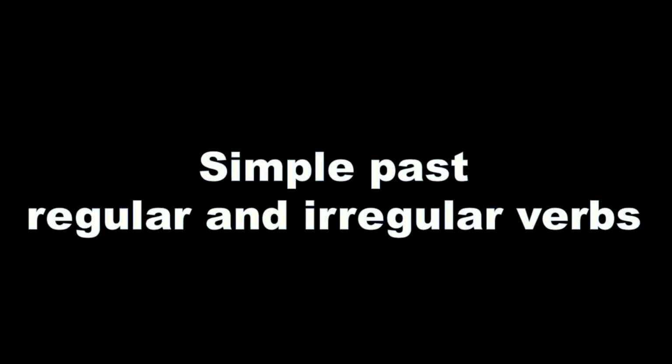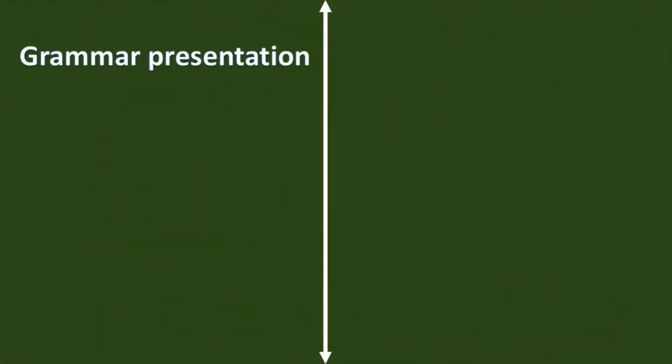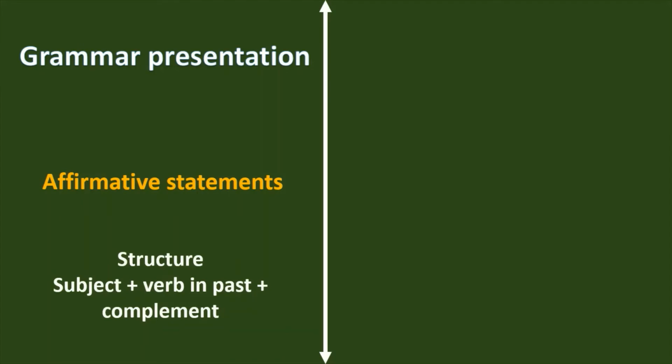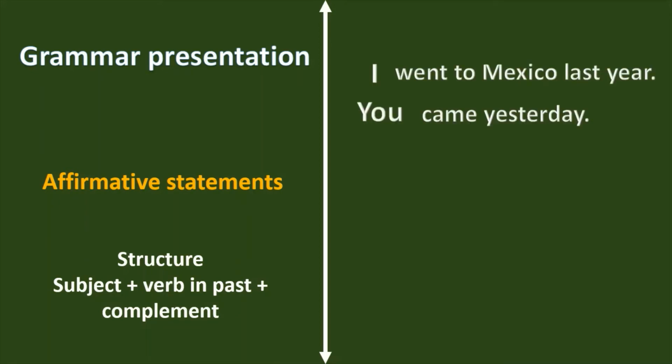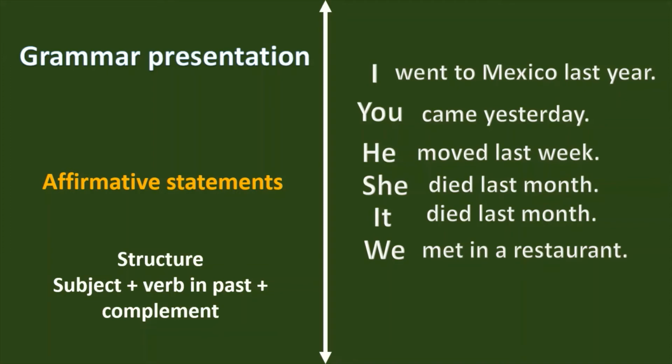Now let's take a look at the simple past with regular and irregular verbs. And we have here the grammar presentation for this. For affirmative, we have subject plus verb in past plus complement. And some examples are: I went to Mexico last year. You came yesterday. He moved last week. She died last month. It died last month. We met in a restaurant. You did it well. They called me.